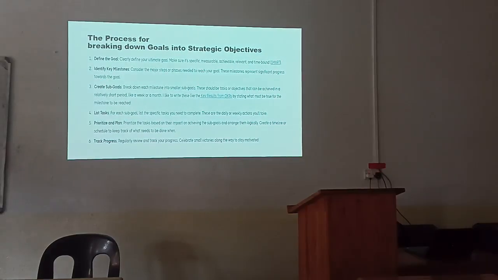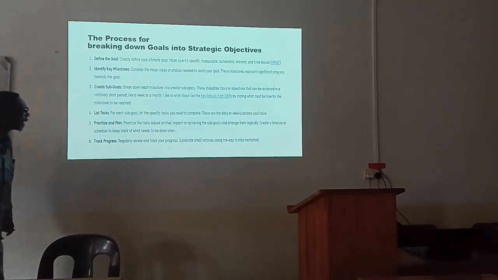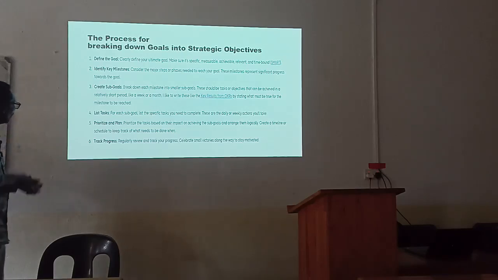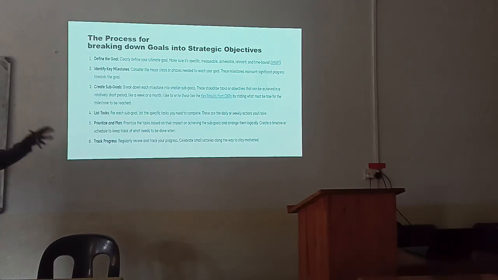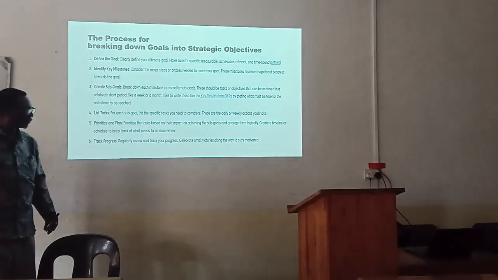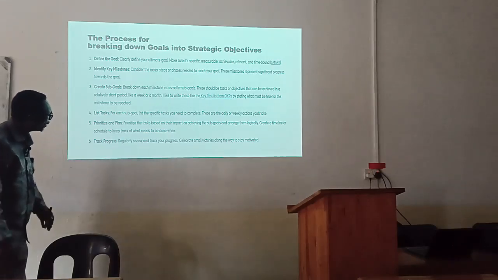We use the simpler way of prioritizing using the vote, isn't it? But we can use this one also to prioritize. And then prioritize the tasks based on their impact on achieving the sub-goals or objectives and arrange them logically, create a timeline or schedule to keep track of what needs to be done and when. Track progress. This is important. It's the same as M&E, monitoring and evaluation. Track progress regularly by reviewing and tracking your progress.